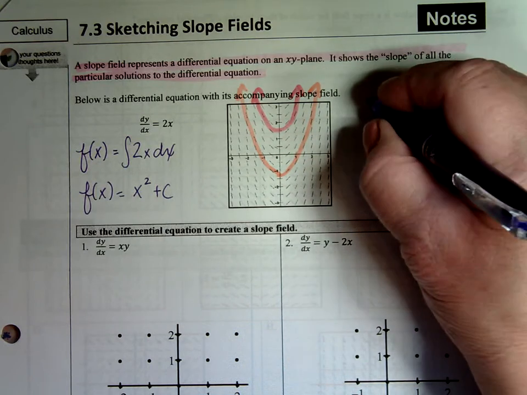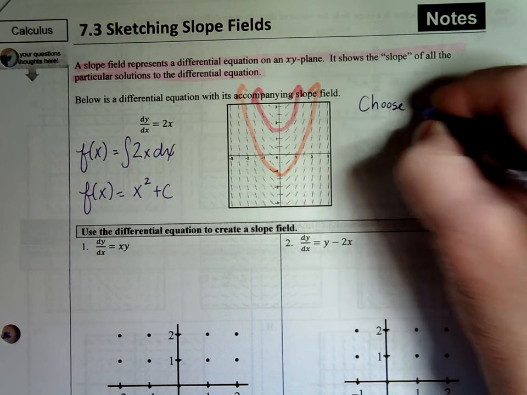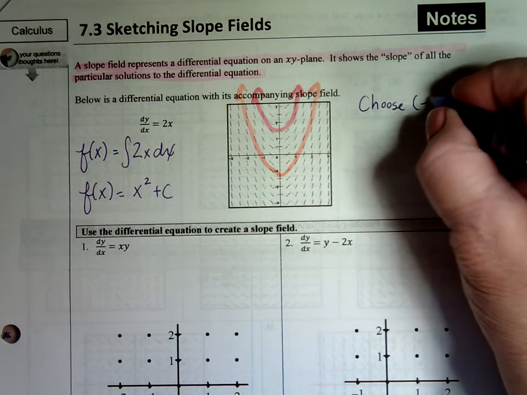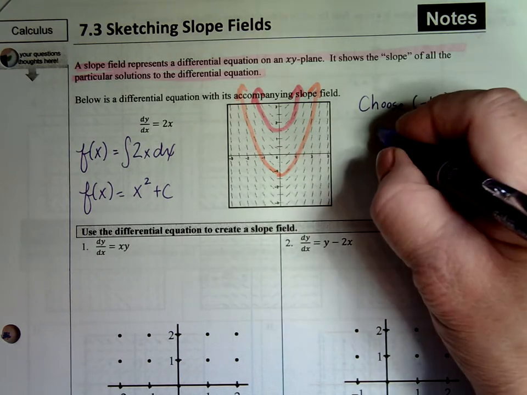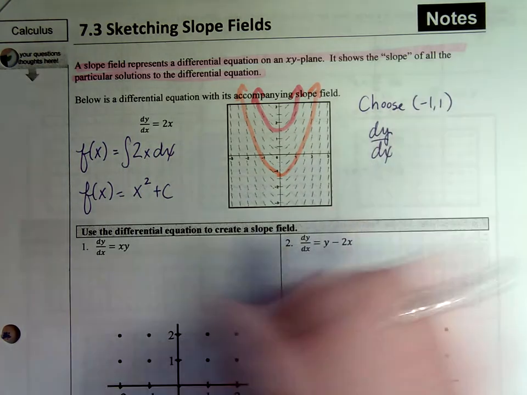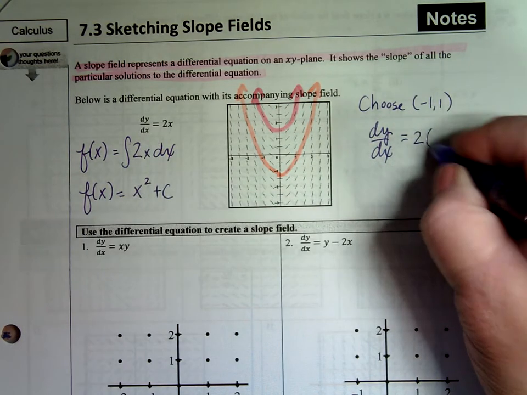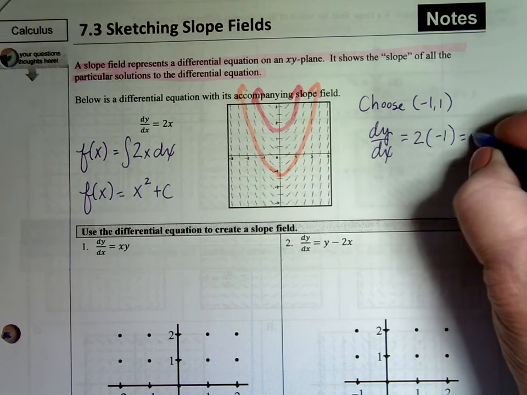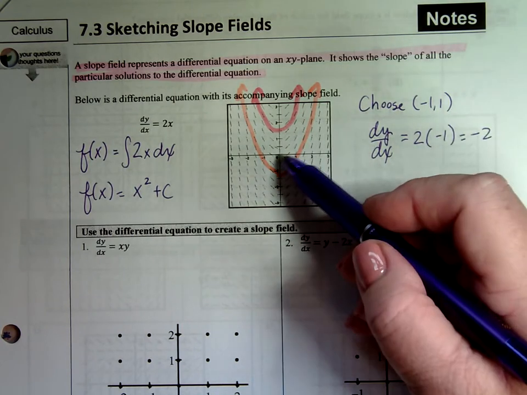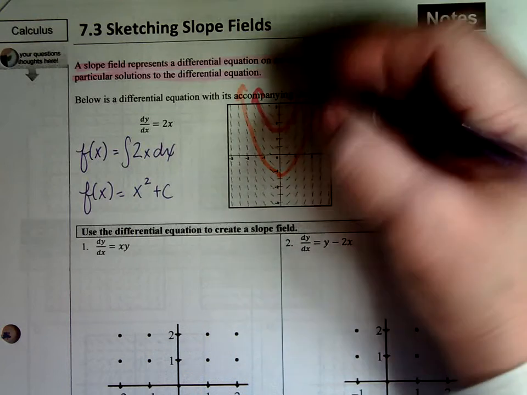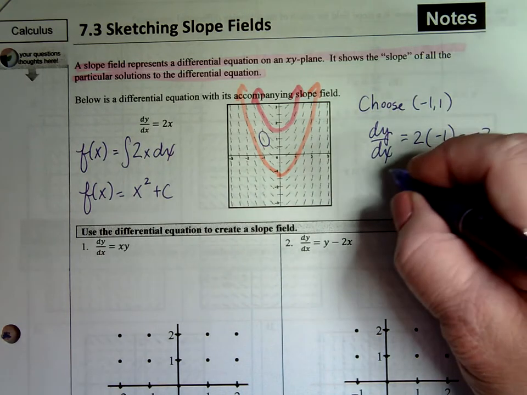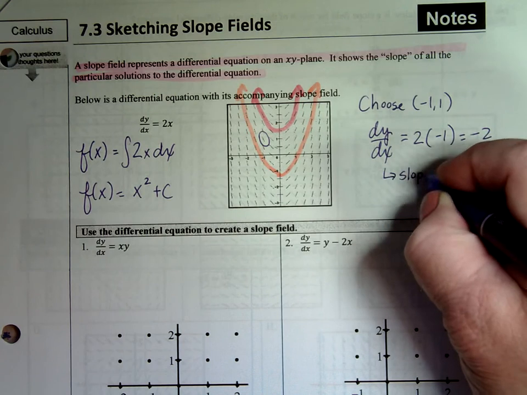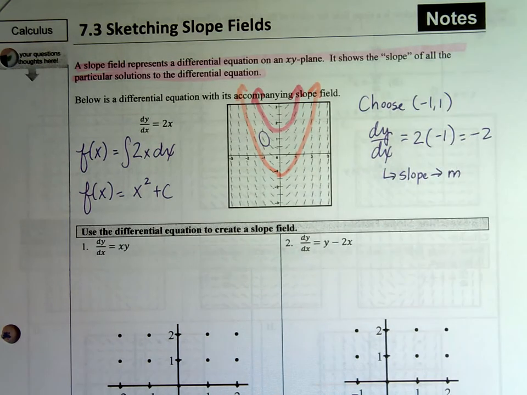I believe that he said something like you can choose a coordinate. He chose a coordinate that was (-1, 1). And so that means that if that's the coordinate we're looking at, then dy/dx is 2 times my x, -1, or -2. Let's go to that coordinate and see. If I'm at (-1, 1), I am in this kind of area. Is the slope about a -2? And that is true. So this one's telling me what the slope, sometimes referred to as m, would be.